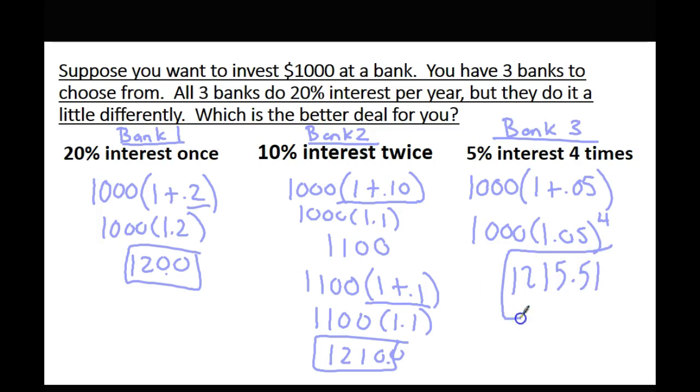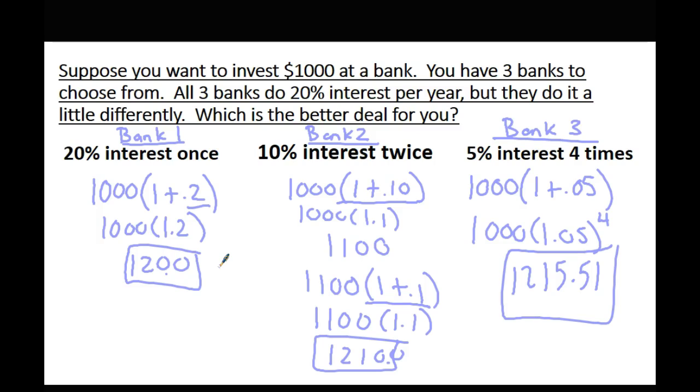1215.51. So you get $15 more. I guess we should go to bank 3. That way we can go to McDonald's one more time. So there it is. What this is called compound interest. Now, why do these end up being more than this if they all make 20% anyway?